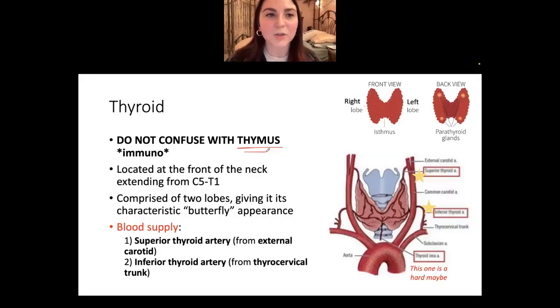But I think it was on there to not confuse it with the thymus. Okay, so just don't get got on that one, because people still get got. Even doctors will get got with that. They'll say, "Oh, your thymus is enlarged," and it's like, no, it's not. It's your thyroid. It's your thyroid.